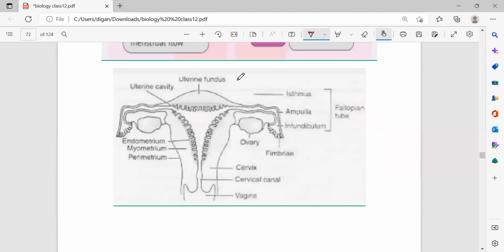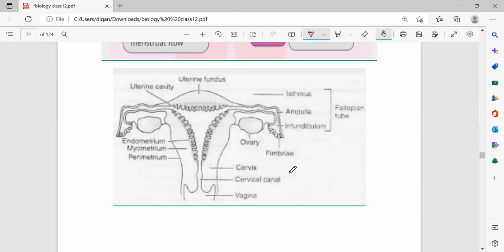And this is also another diagram. So here you can see this is the ovary. This is the fallopian tube. In the fallopian tube, this portion is known as fimbriae, this finger-like structure, through which the ovum from the ovary enters into the fallopian tube. It has three parts: infundibulum, ampulla, and isthmus. These are the three parts of the fallopian tube.